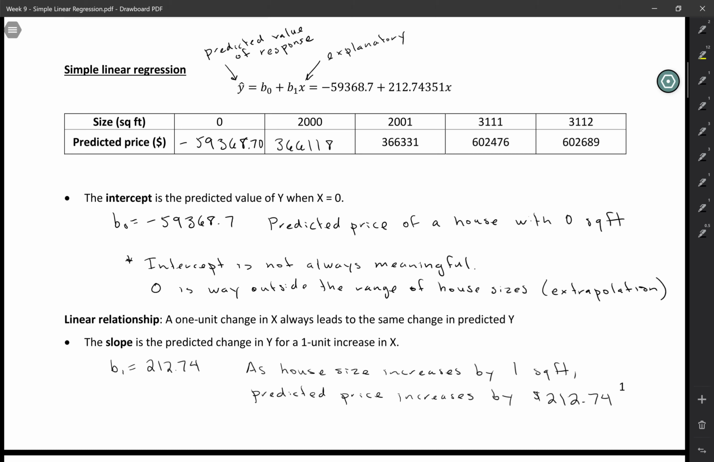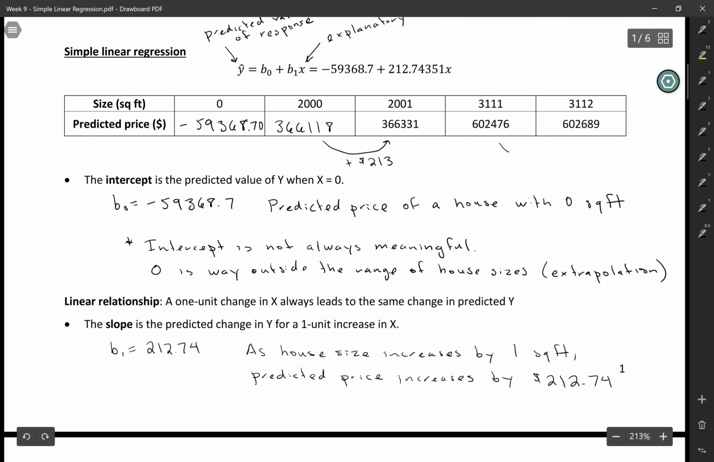The fact that this is a linear relationship means that a 1 unit change has the same impact no matter where it is on the scale. So if we go from 2,000 square feet to 2,001 square feet, our prediction is that price will increase by, rounding, $213. And the same thing would be true if we went from 3,111 to 3,112. The model would predict that it was increasing by $213. That's what we mean when we say it's a linear relationship, just that a 1 unit change in x always has the same impact on y, no matter where it is on the scale.